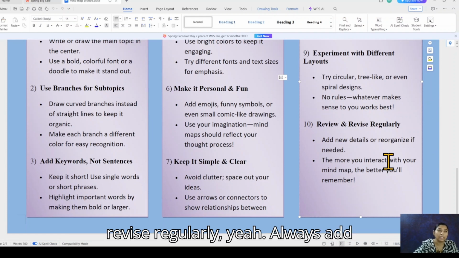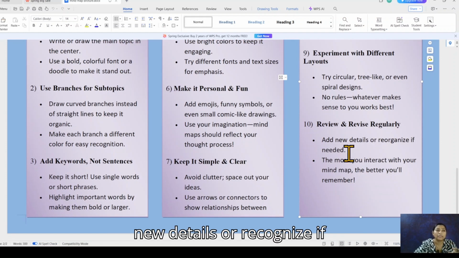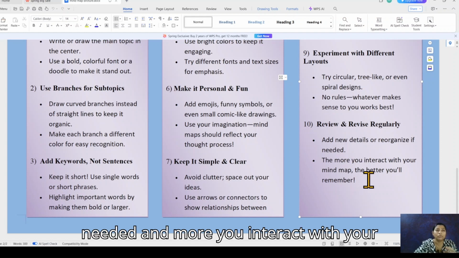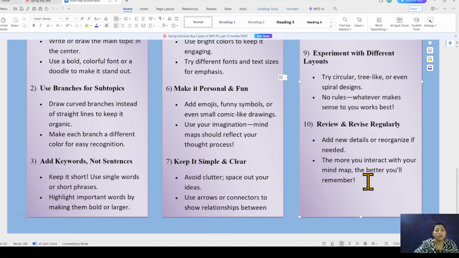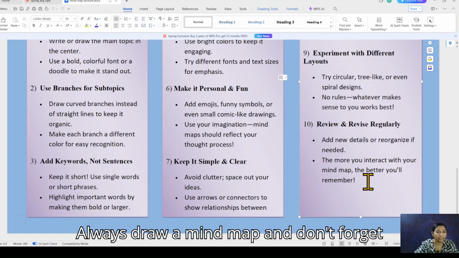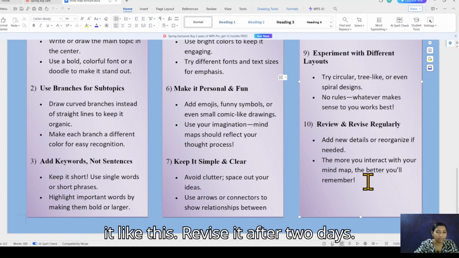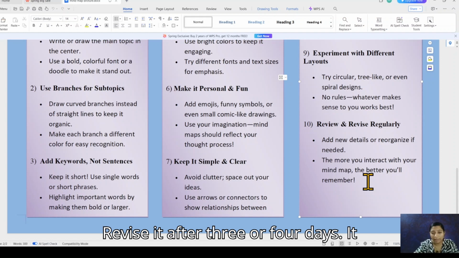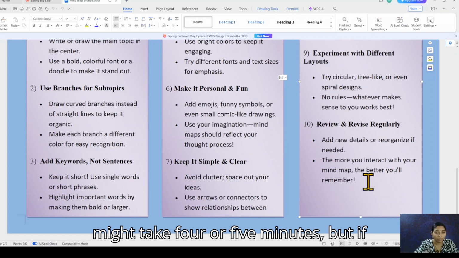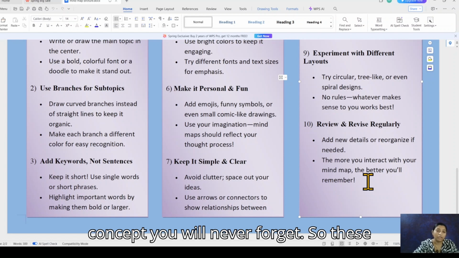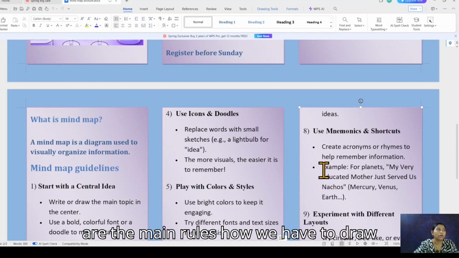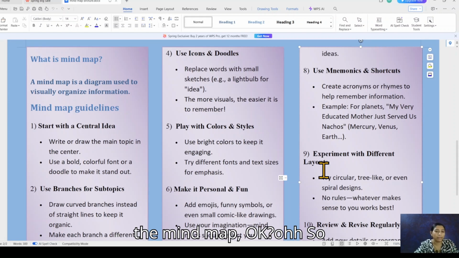Review and revise regularly. Always add new details or reorganize if needed. And the more you interact with your mind map, the better you will remember. Always draw a mind map and don't forget it. Revise it after 2 days, revise it after 3 or 4 days. It might take 4 or 5 minutes, but if you revise it in 2 or 3 days, that concept you will never forget. So these are the main rules of how we have to draw the mind map.